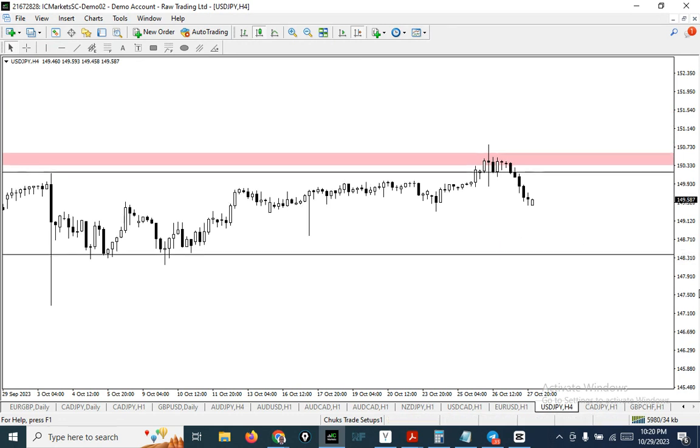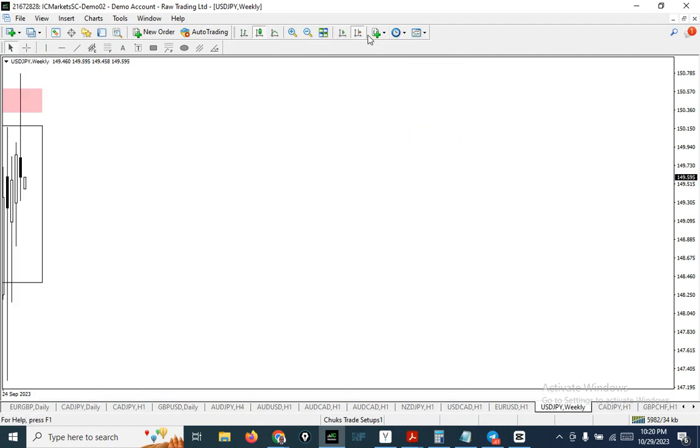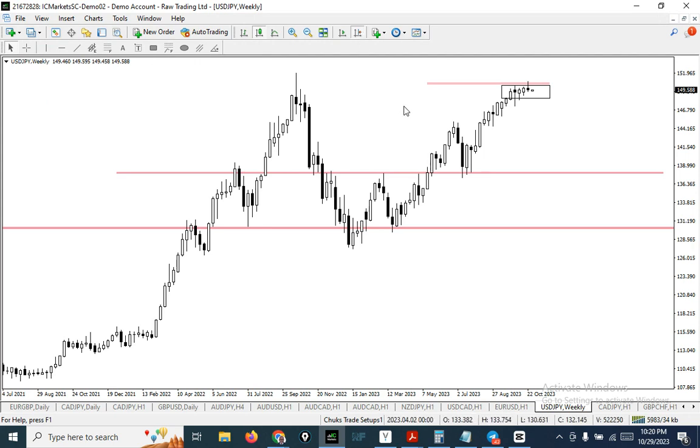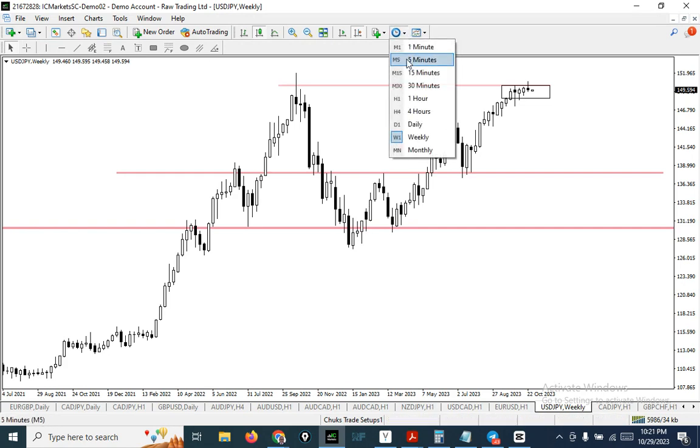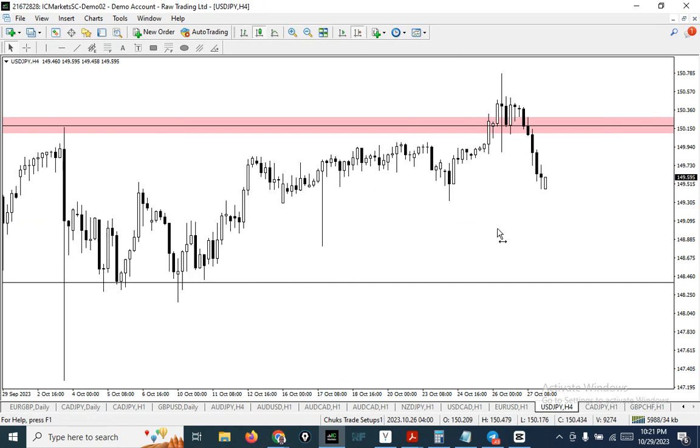This line is too thick. I want to reduce it, so I go back to the weekly time frame and reduce it, extend it. I want you to touch the body a little bit, but it's okay. Don't worry. So back to my 4 hours. All right, so guys, this is what I have here.